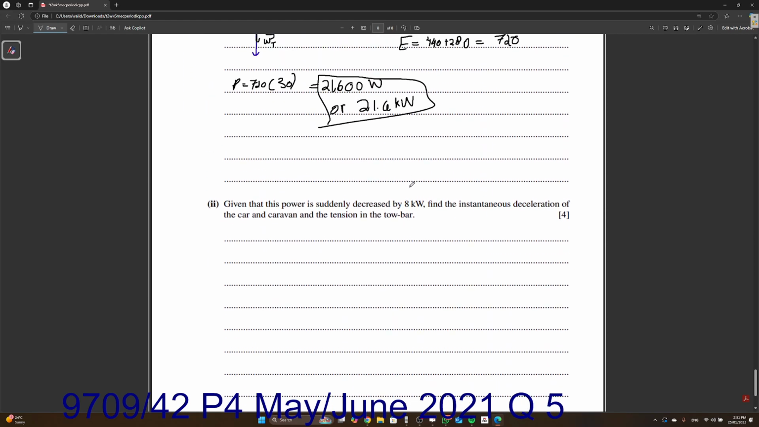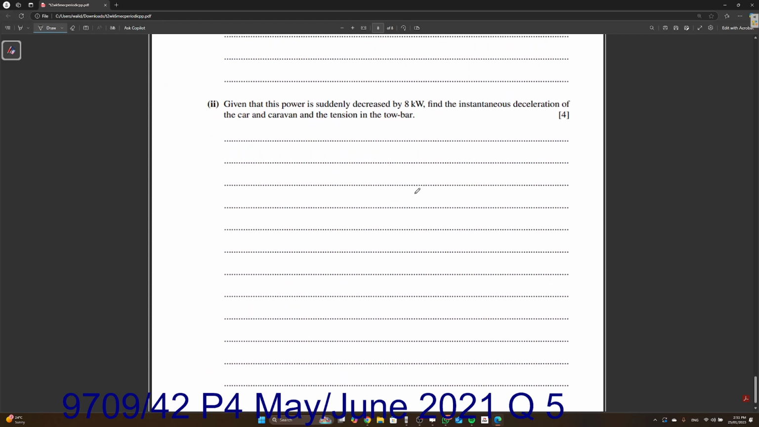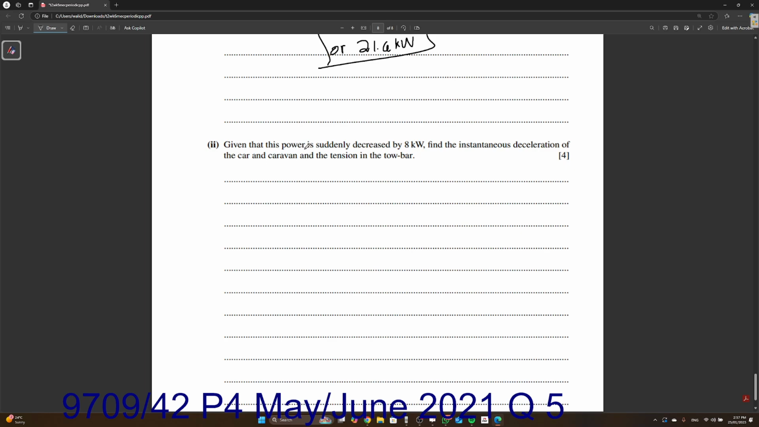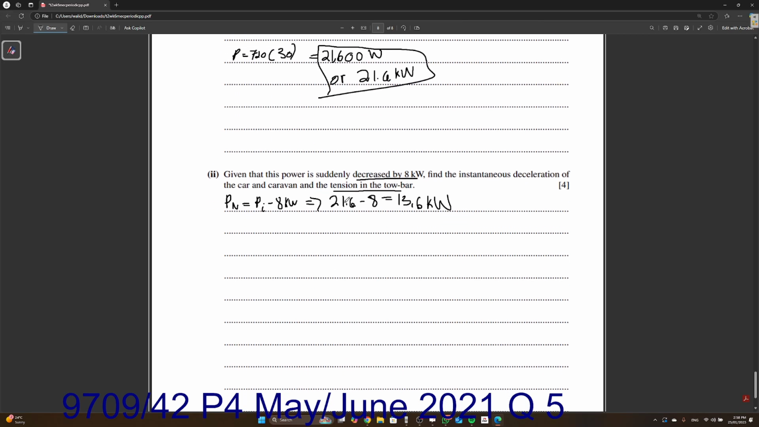Part B, or part 2: given that this power is suddenly decreased by 8 kilowatts, find the instantaneous deceleration of the car and caravan and the tension in the tow bar. So the new power is equal to our old power, power initial, minus 8 kilowatts. That's 21.6 minus 8, which is 13.6 kilowatts. So this is our new power. We want to know the instantaneous deceleration and the tension in the tow bar, so we want to now find a specific force.